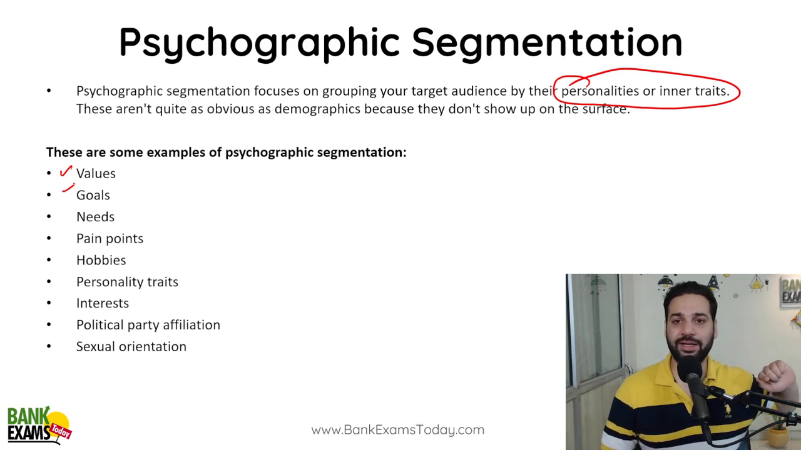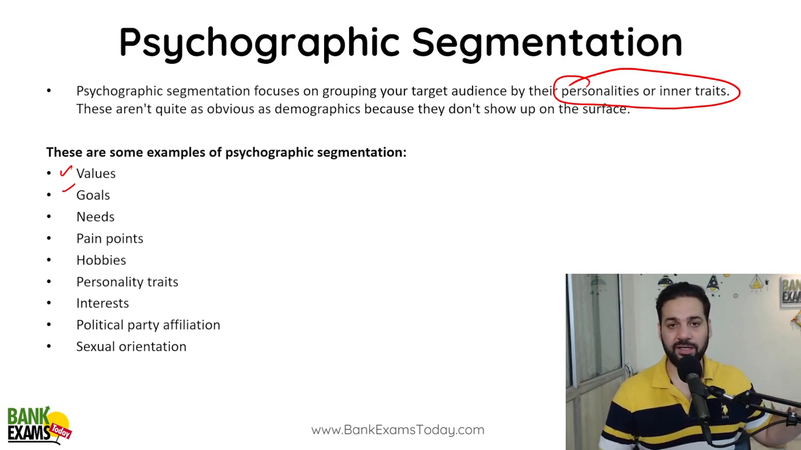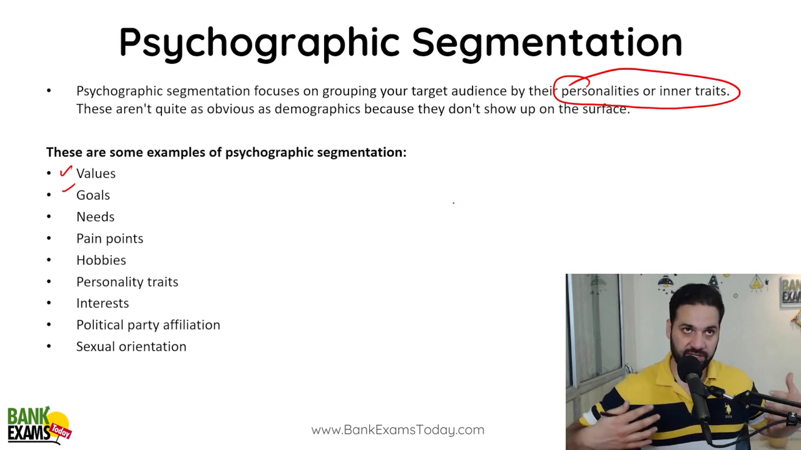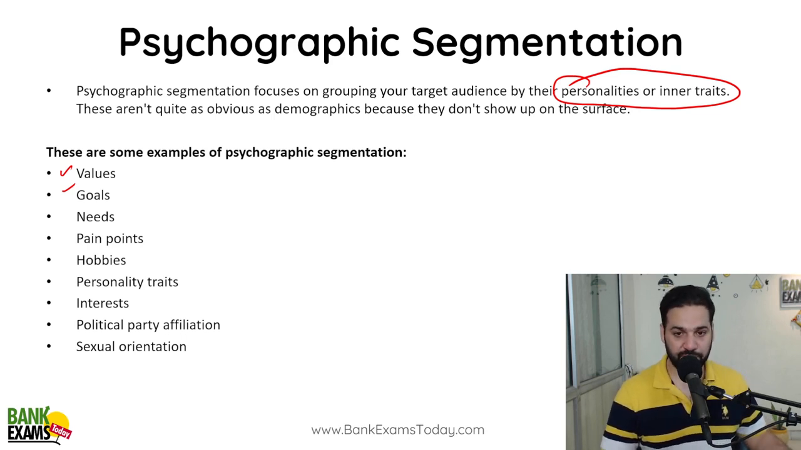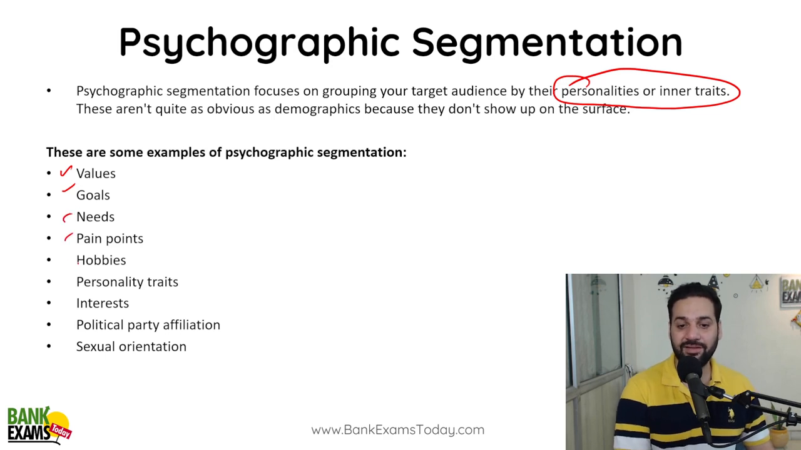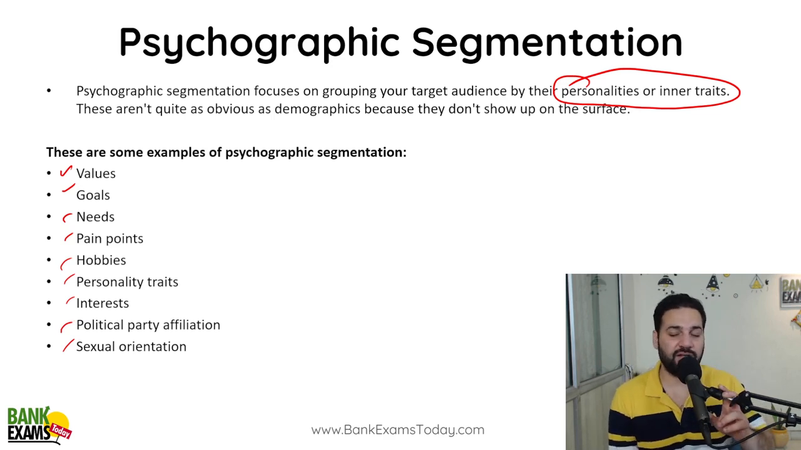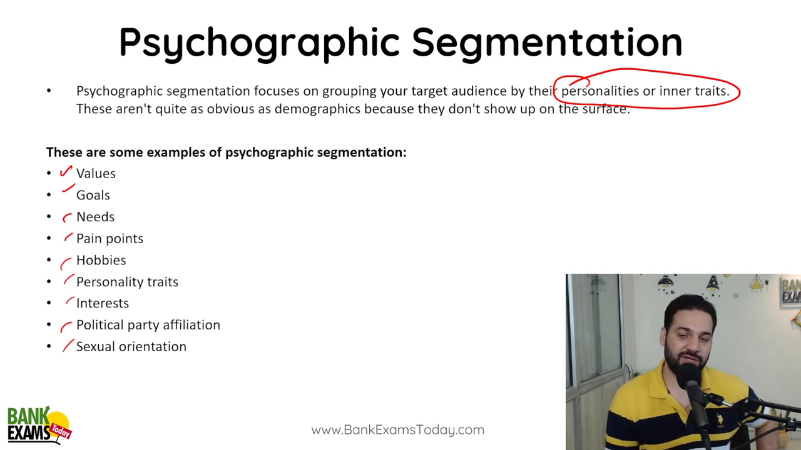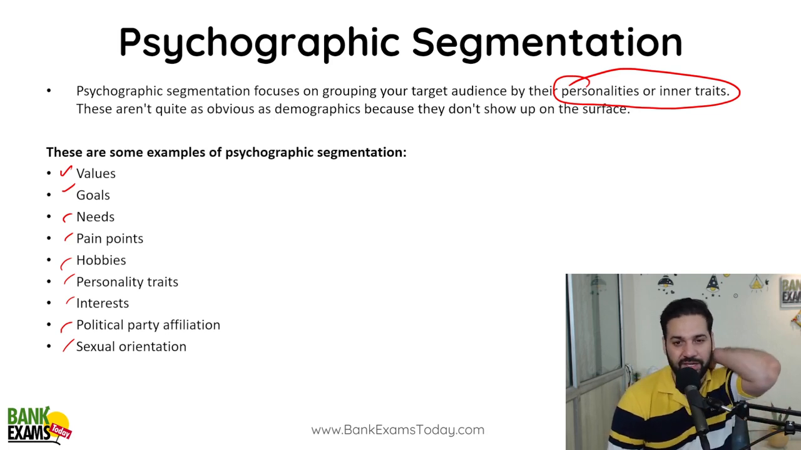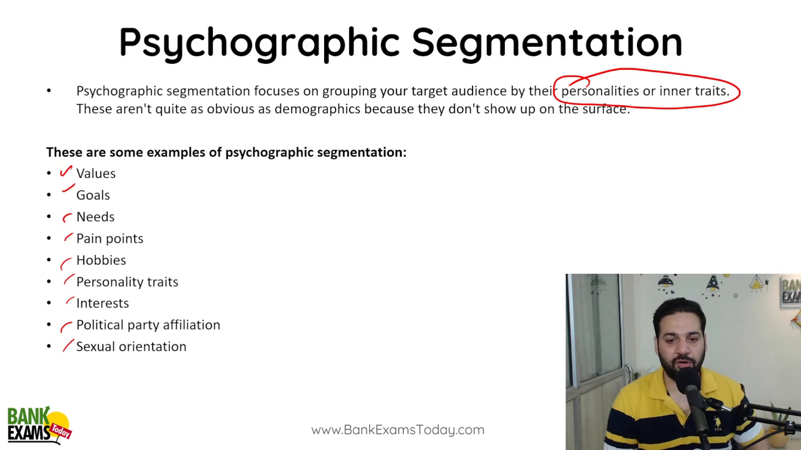While making a marketing campaign, it is very difficult to segment your target market according to the psychographic factors or variables. Very difficult: the pain points, the needs, the hobbies, personal traits, interests, sexual orientation, political party affiliation. It's very, very difficult to know that, right? Sometimes on the basis of those interests, you have to promote your products. So according to the values, goals, needs, pain points, hobbies, you have to promote your products.